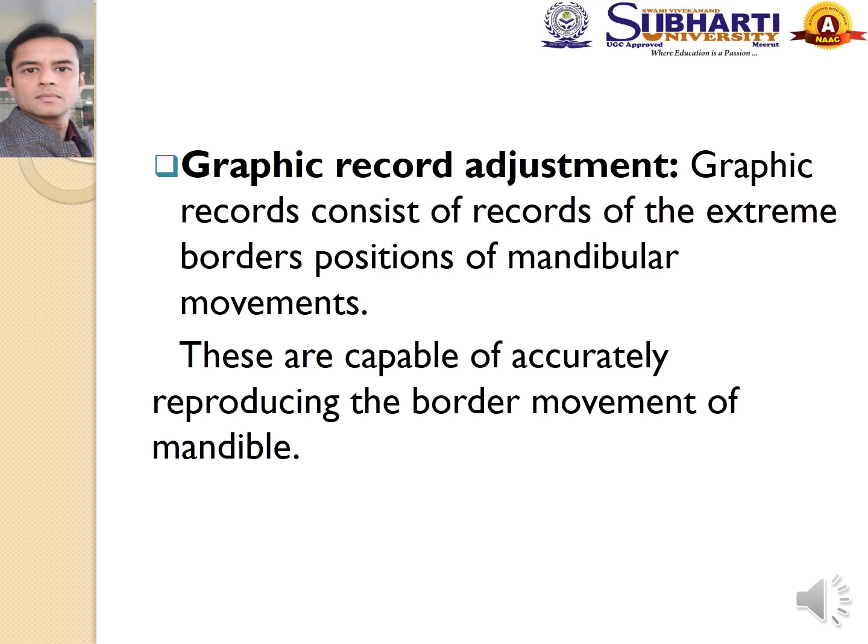Now the graphic record adjustment. Graphic record consists of records of the extreme border positions of the mandibular movements. They are capable of accurately reproducing the border movements of the mandible, that is the right lateral, left lateral, CR, that is centric relation, or MI, that is maximum intercuspation, and the protrusive movement, that is recorded either by the extraoral graphic plates or the intraoral graphic plates.